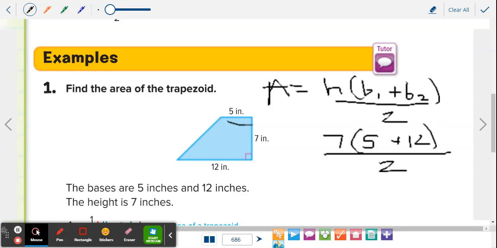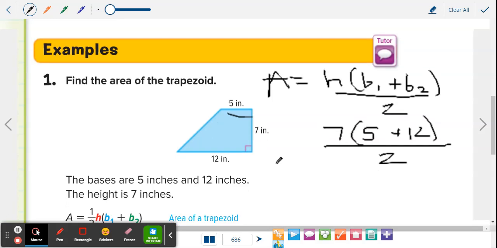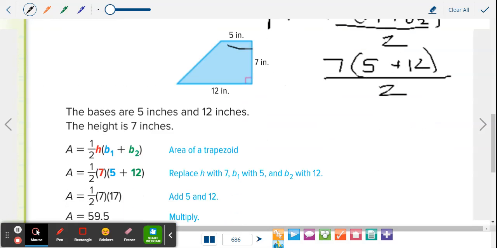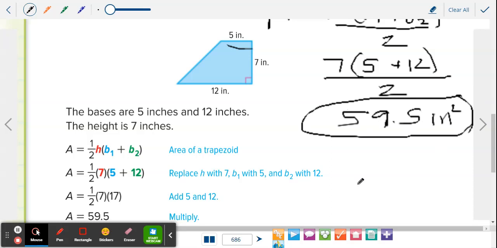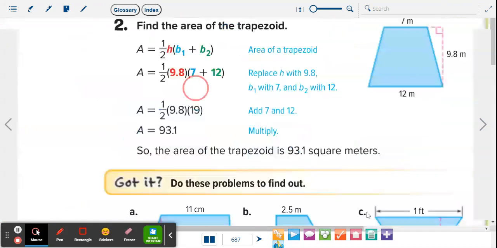So what do we get? 119. So you do 12 plus 5, which is 17, times 7, which is 119. Now divide that by 2. You get what? Should get 59 and a half. 59.5 inches squared because we found the area. We have to label. So all you're doing is height of the trapezoid times base plus the other base, then divided by 2.